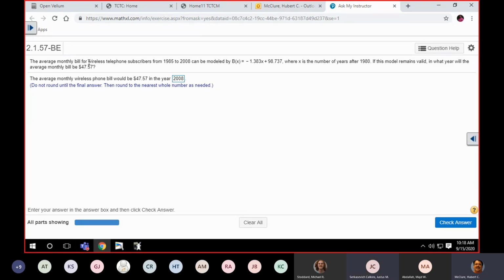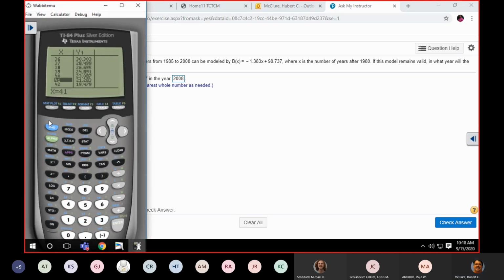All right. The average monthly bill for wireless telephone subscribers from 1995 to 2008 can be shown, blah, blah, blah. So let's graph it. Y is equal to negative 1.383 X plus 98.737. And graph. There she is. I'm going to zoom out because I want to see what it looks like with the first and second quadrant.